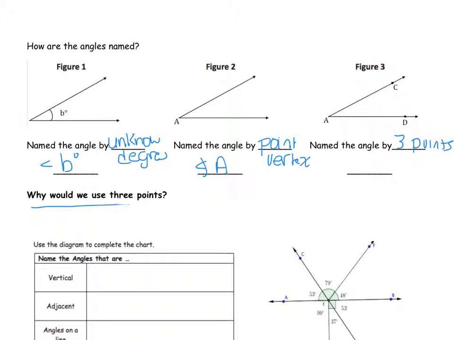And the reason we use 3 points is for complicated pictures like this one down here. If we just said the end point, E, that vertex point, like we could here, which angle are we talking about? Are we talking here or here? Which angle? So we have to specify using 3 points. And it's important for you to remember that this middle one, that vertex point, goes in the middle. So this would be angle CAD or angle DAC.